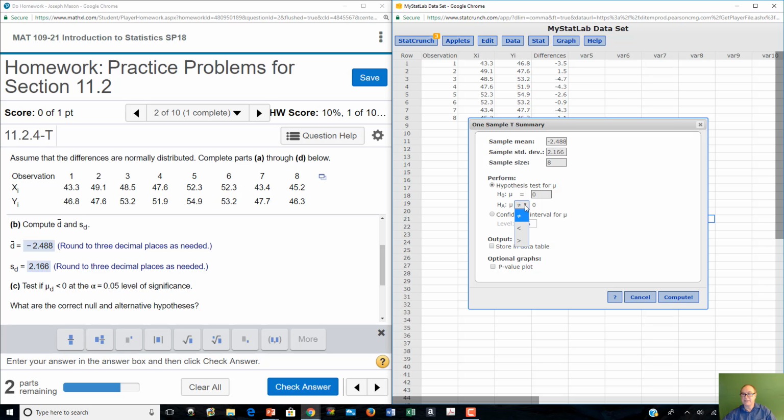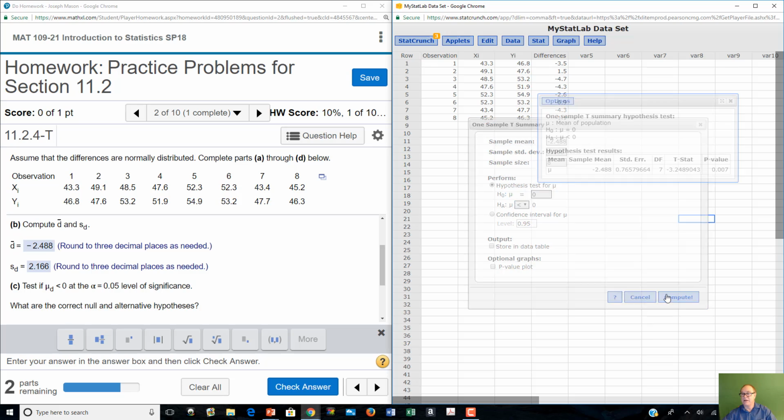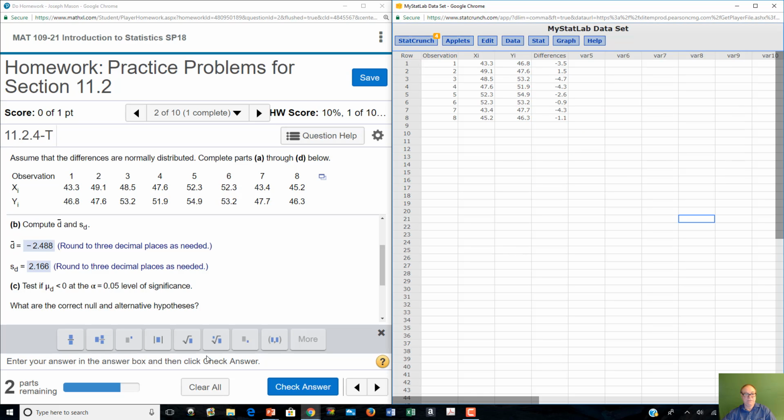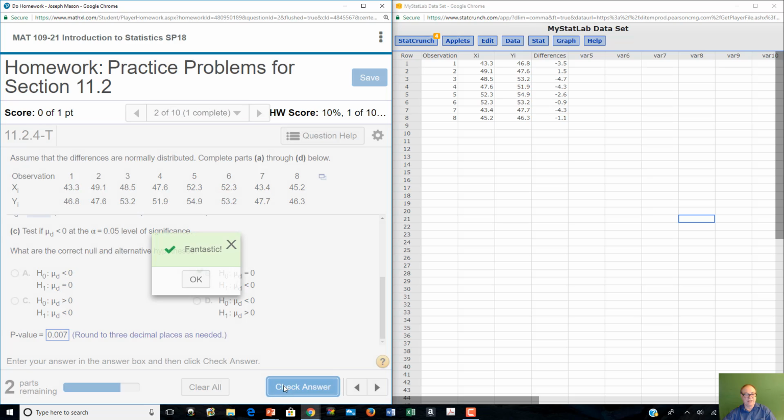And we wanted to do less than, hypothesis test. If I compute, you look at the p-value. It's exactly the same information. So you can run the test on the pairs, X and Y, or you can run it just on the differences if you know the mean and standard deviation. Okay? All right. Now, what else do they want in this problem? So I click check answer.